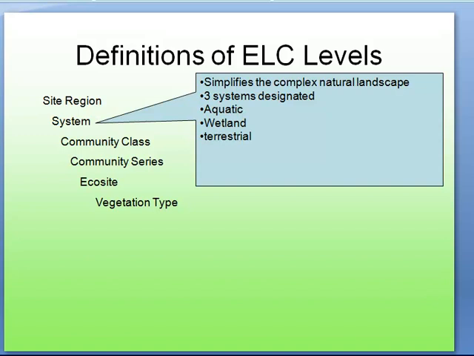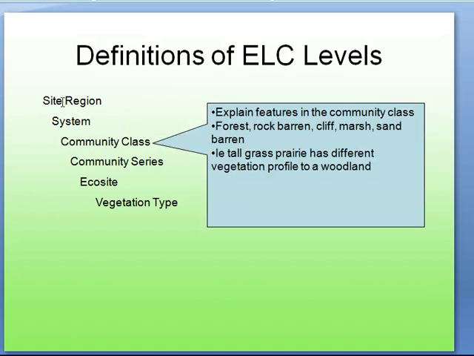The next thing is, we've gone from the site region, and then the site region is broken down to a system. Is it water, wetland, or trees, terrestrial? And now we're down to community class. Now we're even breaking that down further. So this explains features in the community class.